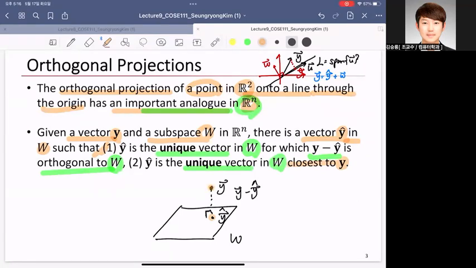Among the vectors in this subspace, the one closest to y is this y hat. Closest to y. So this is the basic concept of the orthogonal projection. In this case, this one is called the orthogonal projection of y.